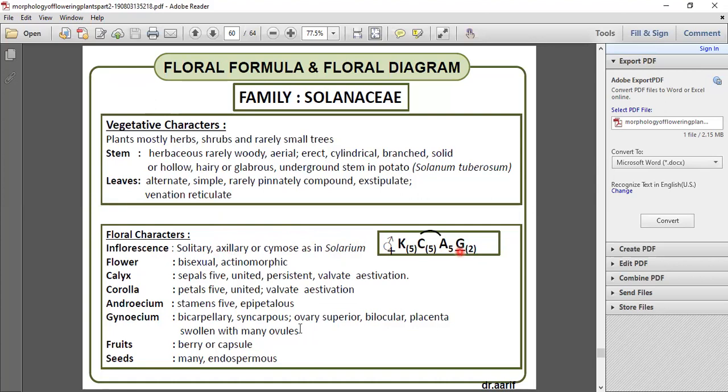I want one of you to speak about what it says. Shujan, can you tell me, beta, what does it mean? What is the meaning of this specific floral formula? Or you can raise your hand if you wish to try.